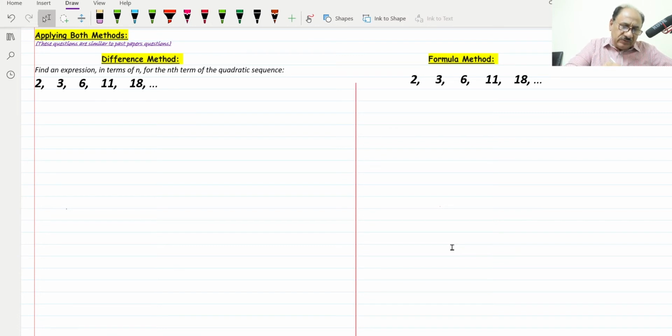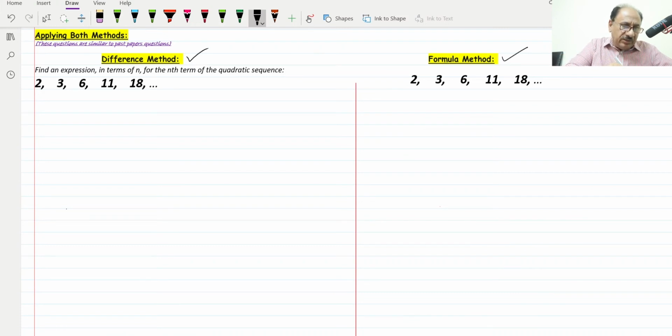Let us go through the next specific question which I have taken, and we will be solving the same question by both methods, and we will compare. It will be up to you which method you feel is easy, which method you are comfortable with, and you can utilize that same method. Both methods are acceptable in the exam, and you can follow them.